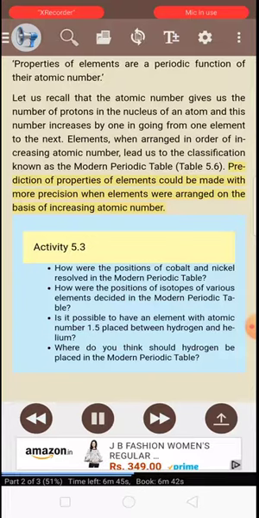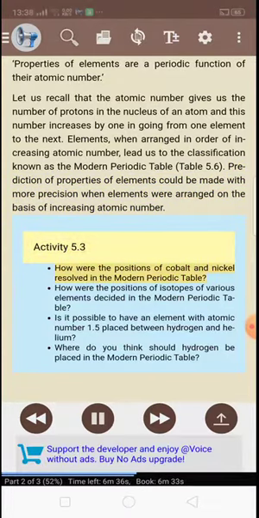Prediction of properties of elements could be made with more precision when elements were arranged on the basis of increasing atomic number. Activity 5.3. How were the positions of cobalt and nickel resolved in the modern periodic table? How were the positions of isotopes of various elements decided in the modern periodic table? Is it possible to have an element with atomic number 1.5 placed between hydrogen and helium? Where do you think hydrogen should be placed in the modern periodic table?